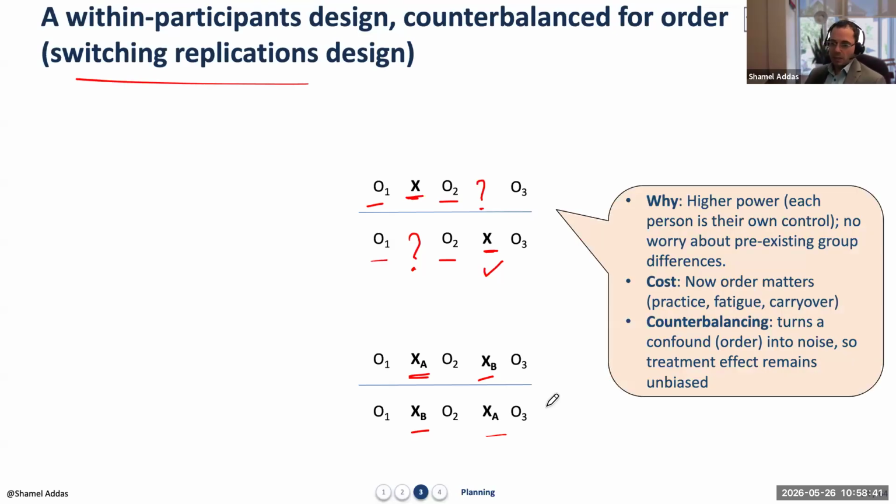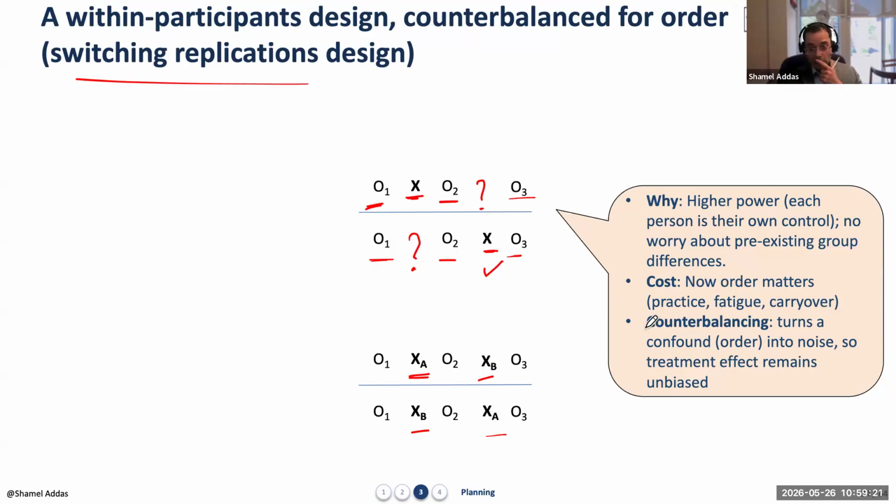Why do we do this? Because it can give you higher power, because every person is acting as their own control, because you're measuring them once before and twice after. This one is being measured twice before and once after the intervention. What are we paying in terms of cost? Now we have a potential problem with the order of the treatment. Okay, the order can confound with the treatment that you're administering. So you have to think about the order effect, and then there could also be other issues going on like fatigue, carryover effects, and something like that.